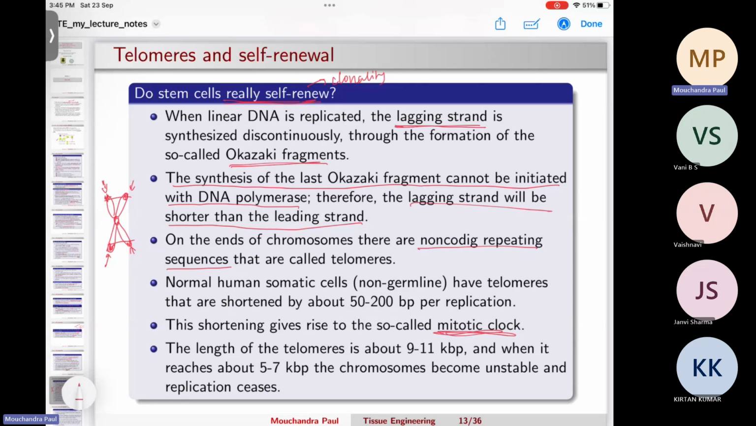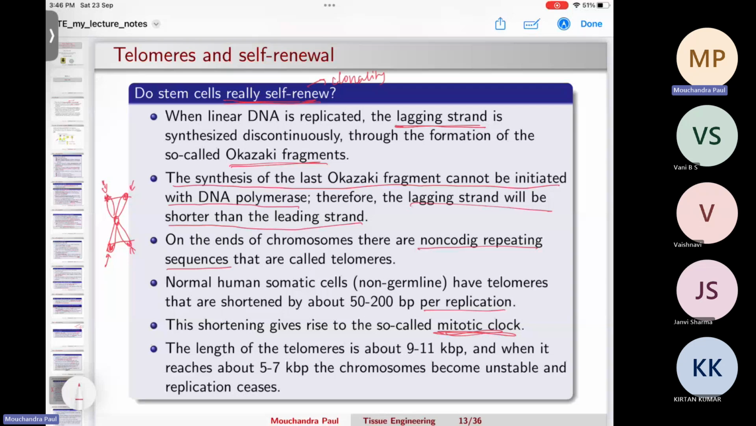Normally, this kind of behavior is seen in the somatic cells, means the differentiated cells. It is not seen in the gametes, the female and male gametes, the sperm and the egg. So they don't follow this mitotic clock behavior. And people have observed that per replication, means per doubling, there is around 50 to 200 base pair loss in the telomere.